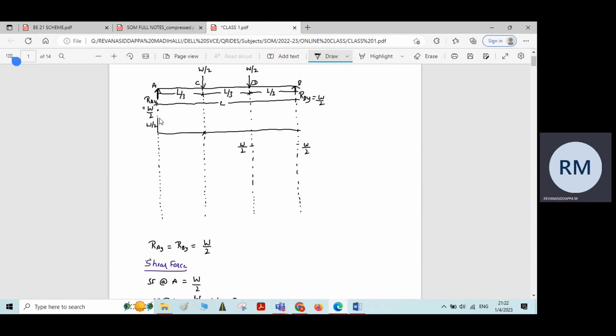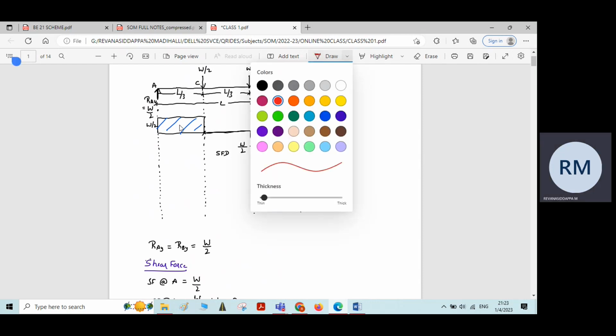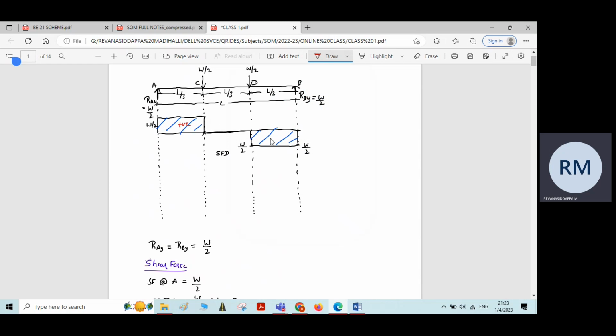If I draw the shear force diagram, it will be like this. This is the shear force diagram, SFD. So here the nature of shear force is positive. Here the nature of shear force is negative.